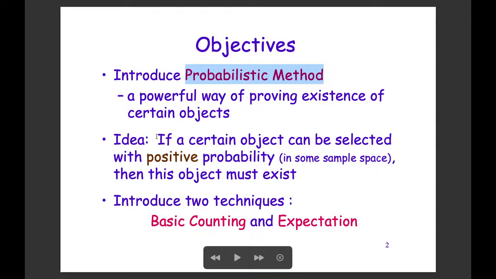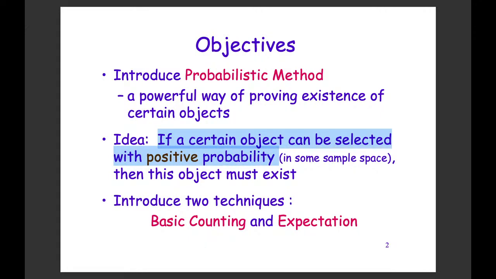The main idea here is that if a certain object can be selected from a sample space with positive probability, so we don't care whether this probability is close to 1 or not, as long as it is greater than 0, then what does that mean? It means that such an object must exist. Otherwise, the probability should be exactly equal to 0, right? So if something can be selected with non-zero probability, then such an object must exist. We are going to use this way to prove the existence of things.